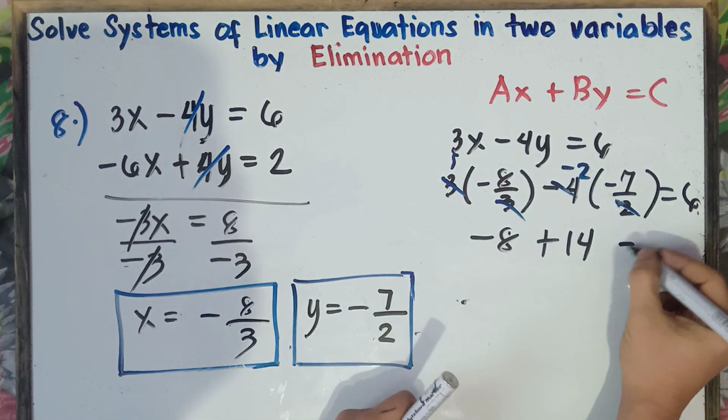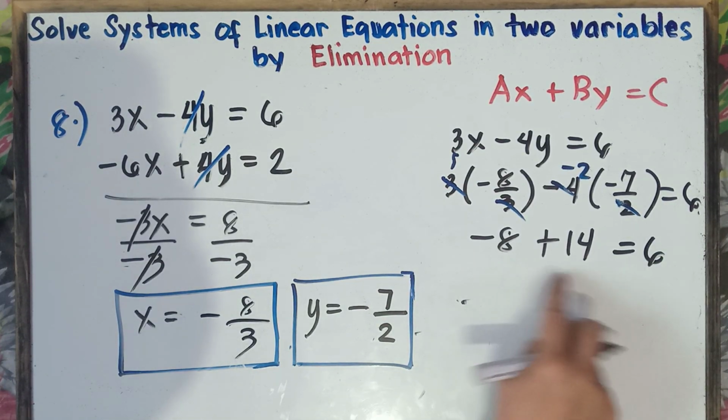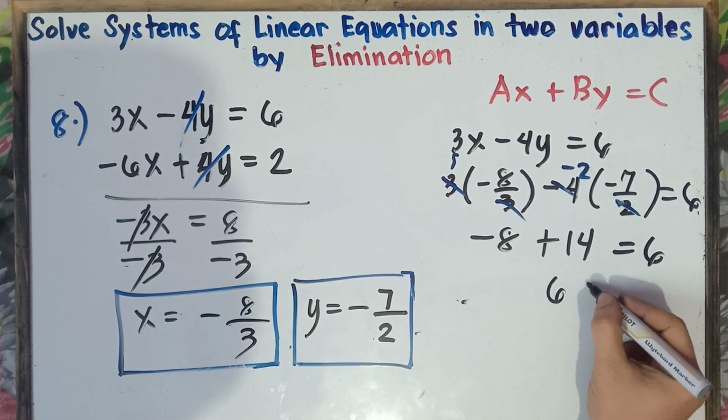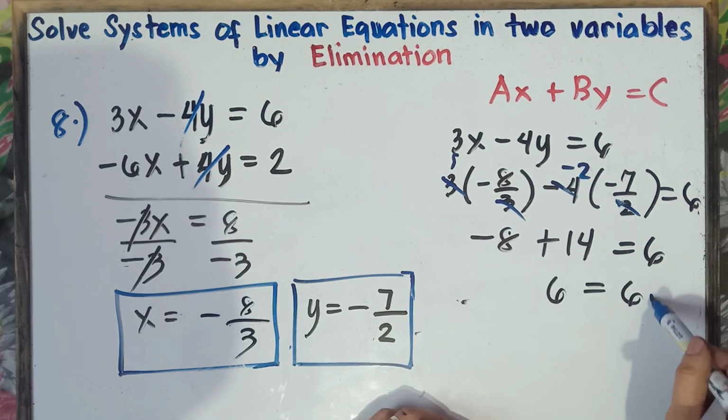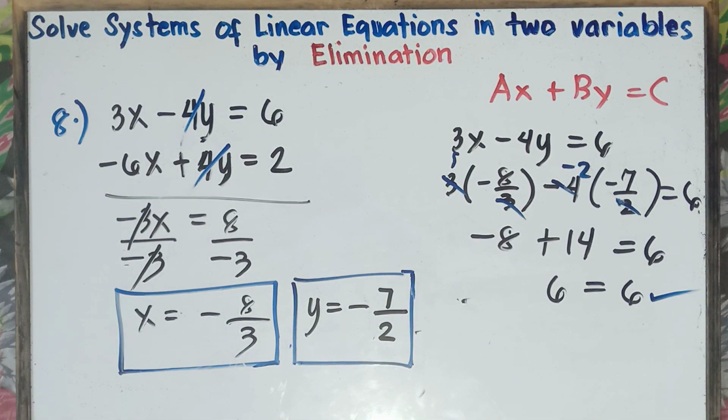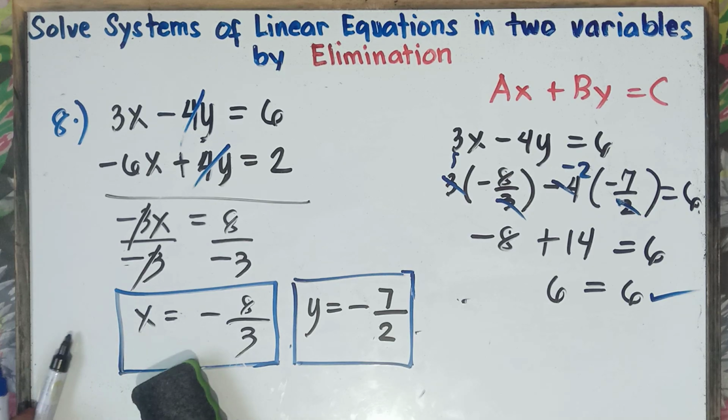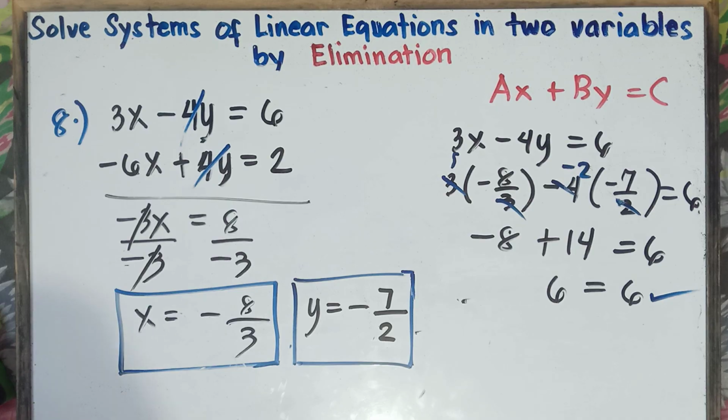Alright, equals 6. And then negative 8 plus 14, that would be positive 6 equals 6. Correct. Therefore, class, our answer is correct. That's it, class. All set. That's the answer, class, with regards to example number 8. And then we check our answer, class. So the answer for number 8, we have fractions for x, and then another fraction for y. So we have negative 8 over 3, and then negative 7 over 2.